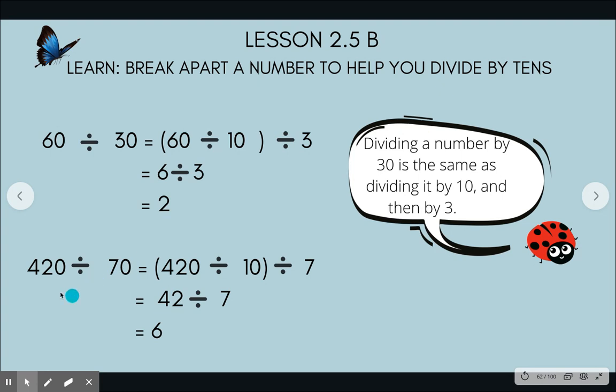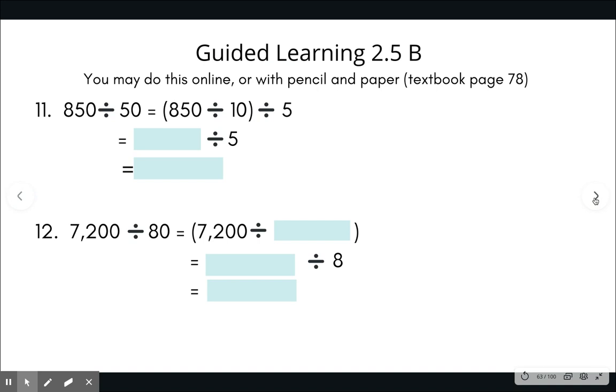Or here's another example. 420 divided by 70. You can think about it because you know this has a 10 in it because it ends in a 0. You can say 420 divided by 10 is 42. And then you just have a simpler number. 42 divided by 7 equals 6. These methods help you to be able to do dividing in a mental math sort of way more quickly when you're dividing by tens or multiples of 10.